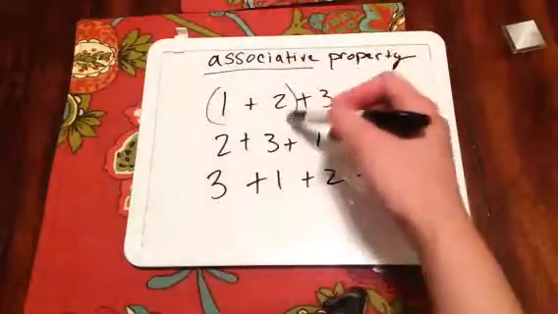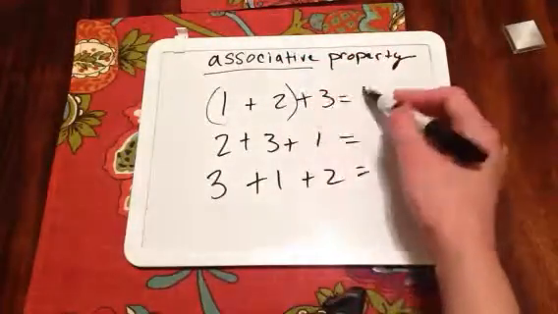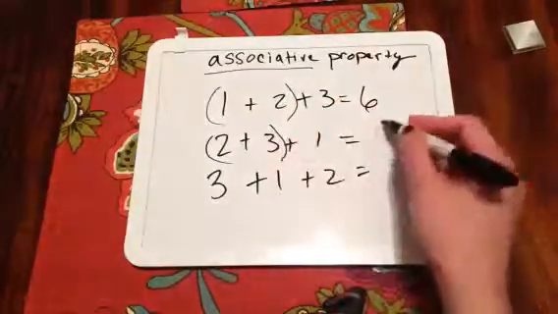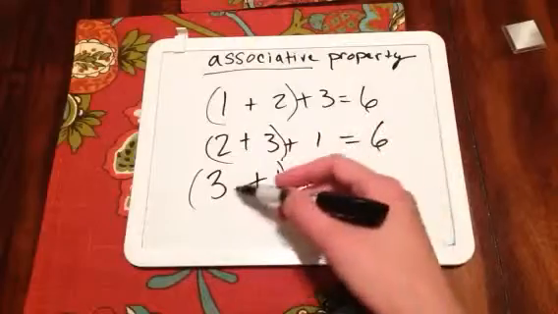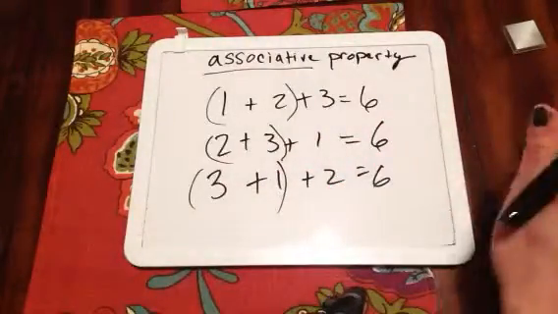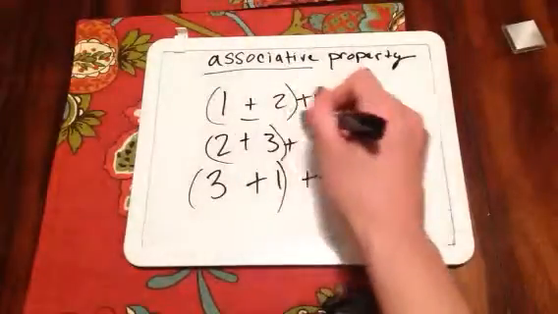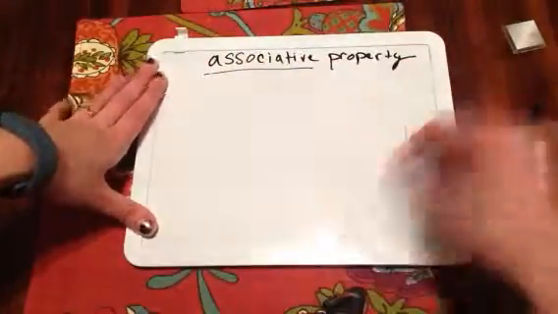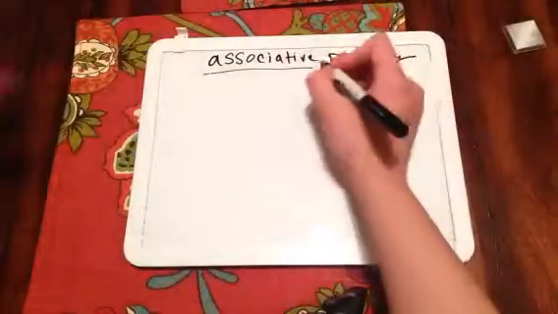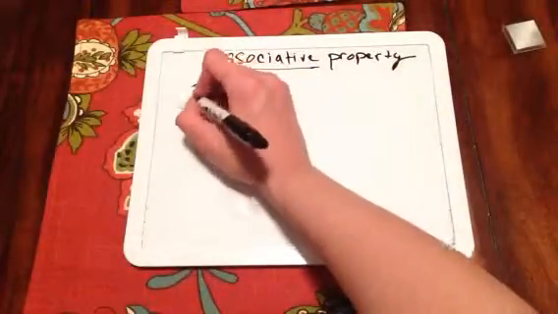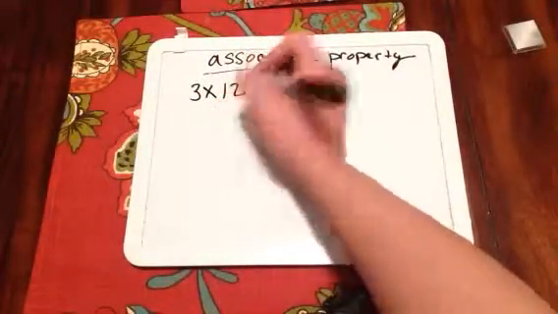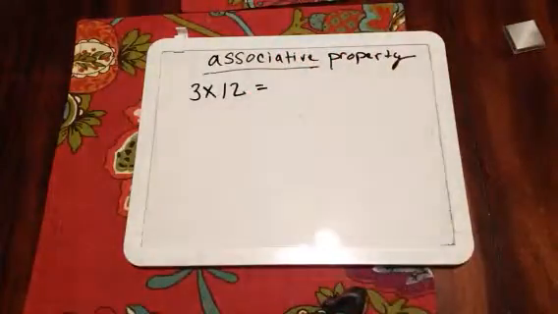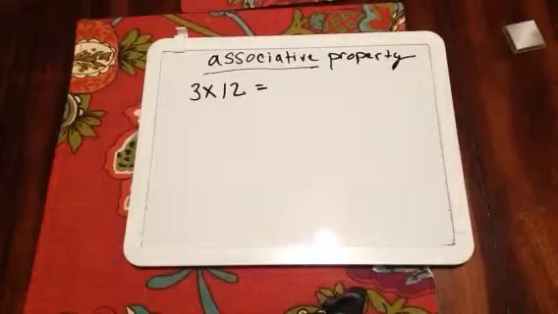So we can say 1 plus 2 is 3, 3 plus 3 is 6, 2 plus 3 is 5, plus 1 is 6. 3 plus 1 is 4, plus 2 is 6. No matter what order they're in, as long as they're all adding, they're going to give you the same number. So you can do the same thing with multiplication. Okay, so they give you examples where, let's say, 3 times 12. And then they say, okay, well, use the associative property to help you solve that.